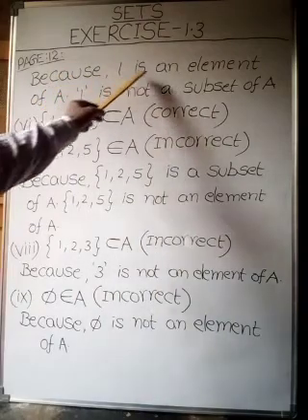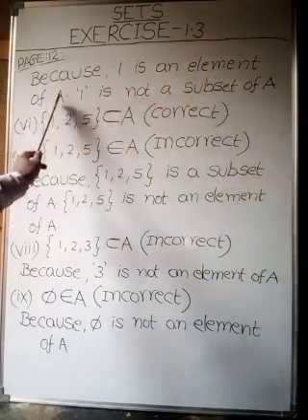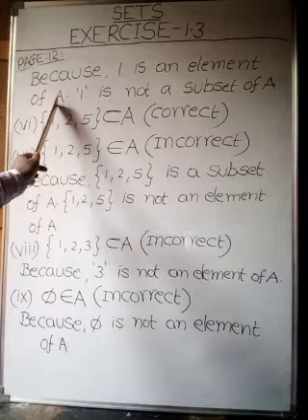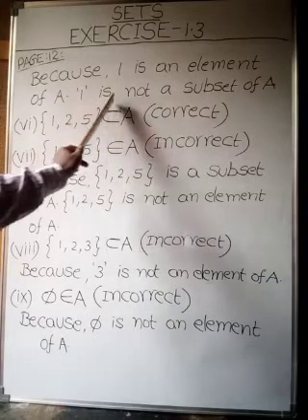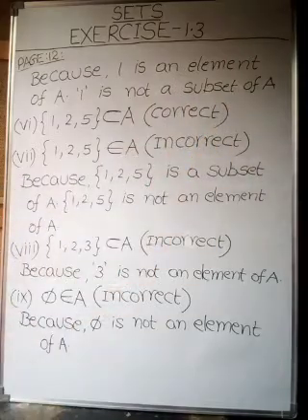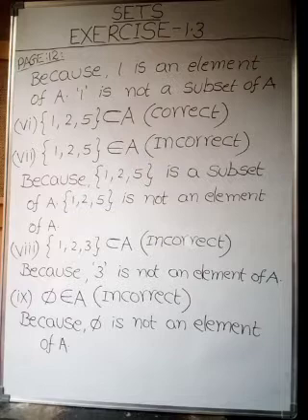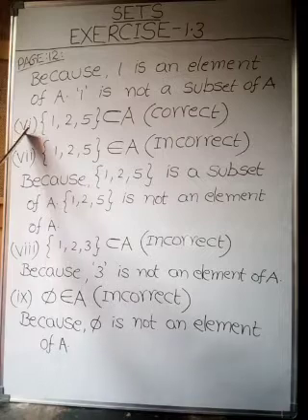Because 1 is an element of set A. Here 1 is an element of set A, but 1 is not a subset of A. That is why the statement is a false statement, incorrect statement. Is it clear, my dear children?